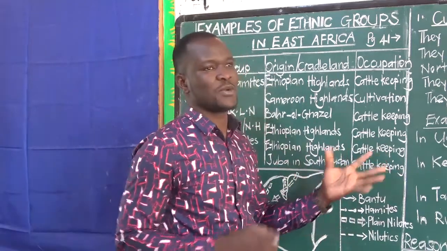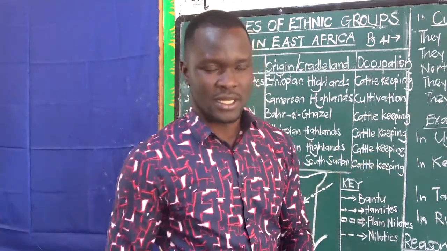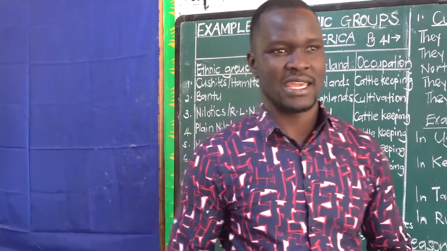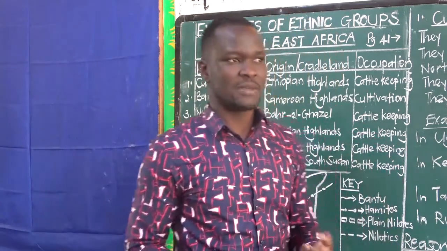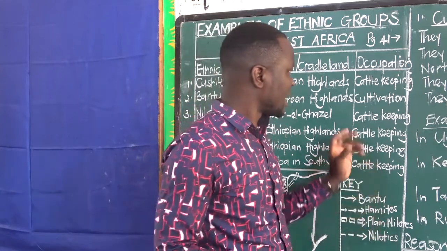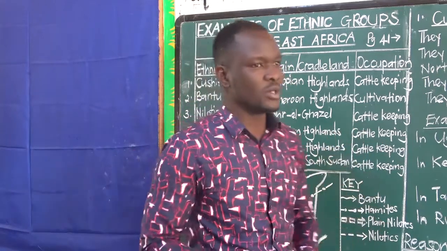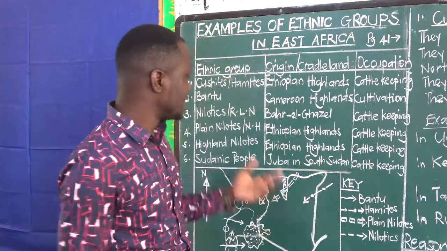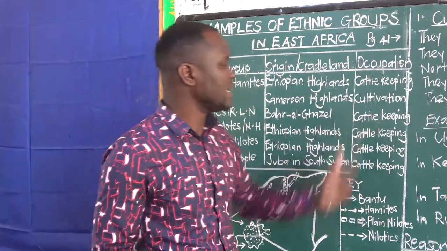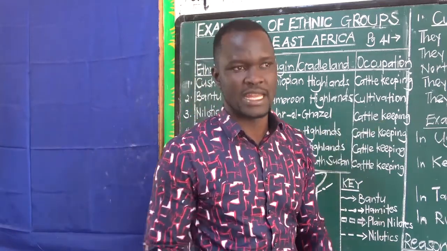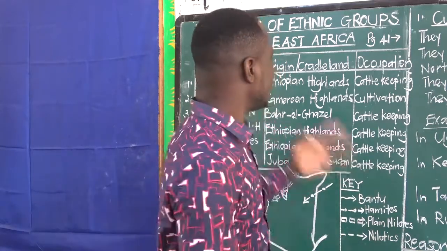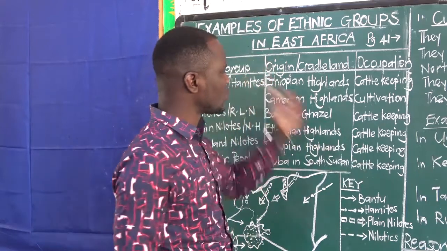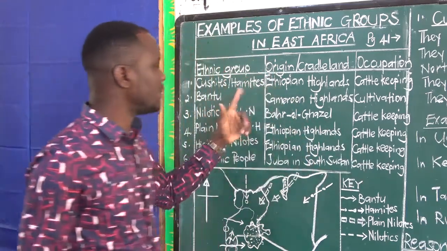Sometimes we are asked what was the occupation, and if a question is asking like that, the question wants you to write that economic activity. Sometimes children mess up. You are asked what was the major occupation of the Nilotics. Instead of you saying cattle keeping, you say cattle keepers. The Nilotics were, no, mention the activity. What were they doing?